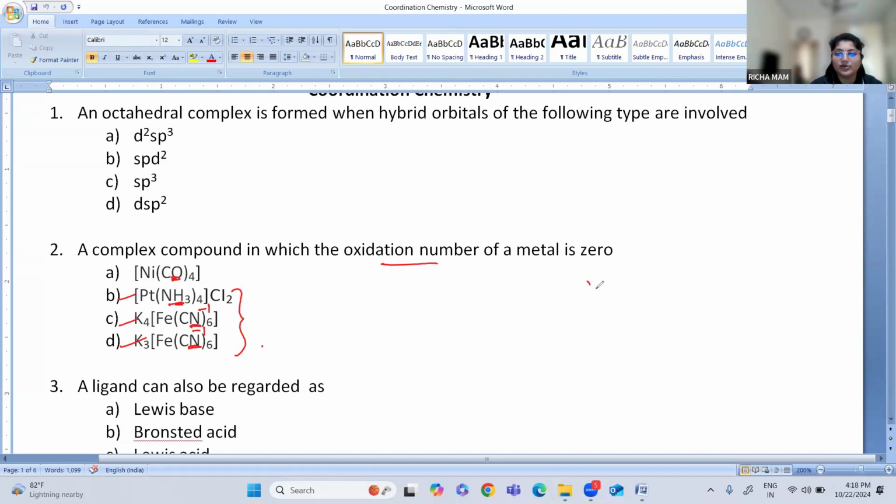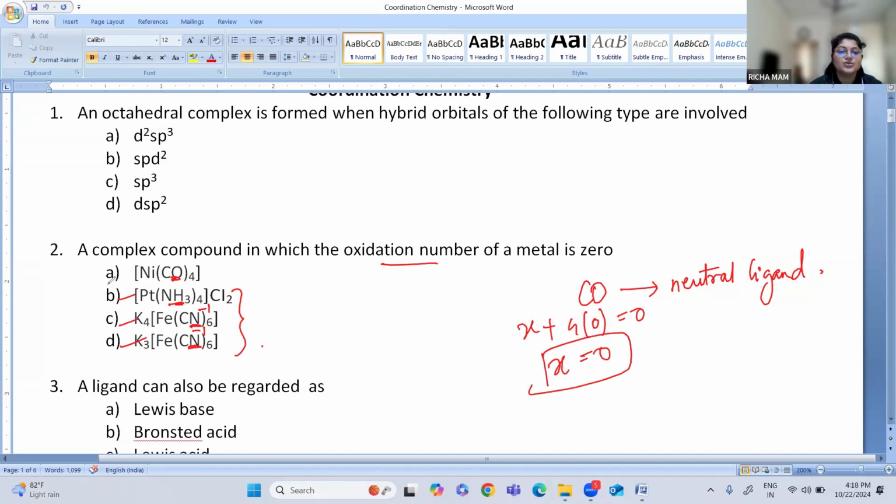But CO is your carbonyl, and carbonyl is a neutral ligand, so it will not have any charge. Hence, what will happen to the oxidation state of the nickel? It will be zero. Why? Because carbonyl is zero: X plus 4 into 0 equals 0, so X equals 0. So the answer is option A. Carbonyl is a neutral ligand, so the oxidation number of the metal is also 0. I hope it is clear.